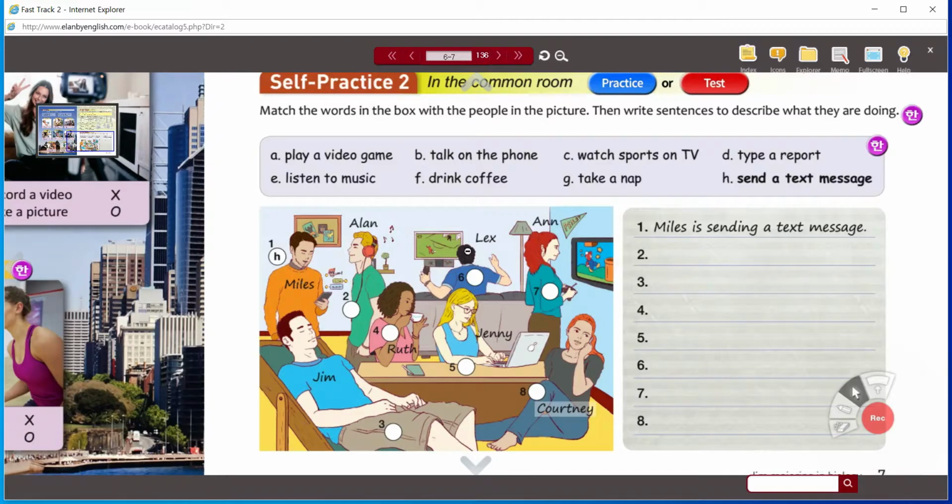Okay. So just pause and match the verbs with the picture. And then when you finish that, you can write out sentences about what each person is doing in the picture. Then we'll do a quick review.